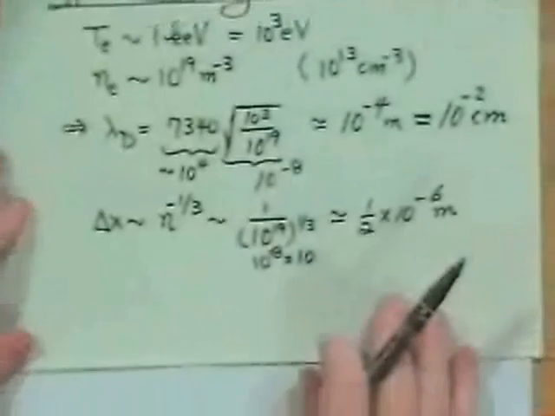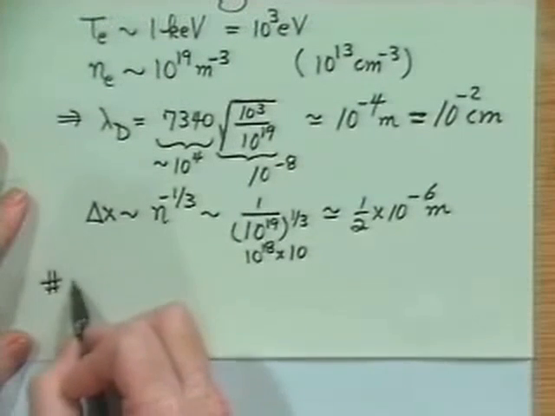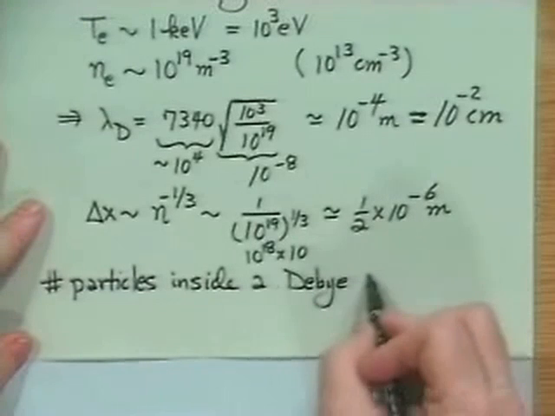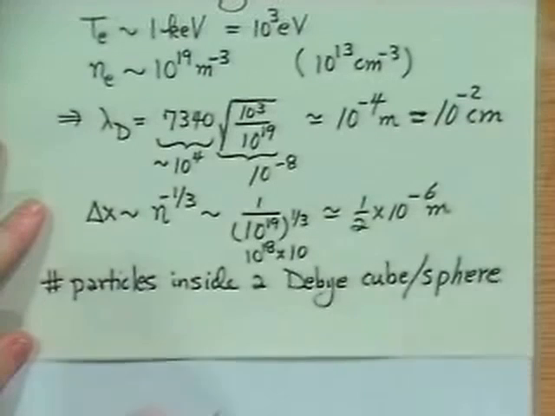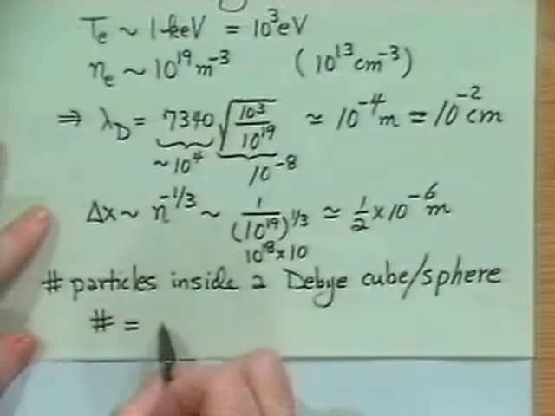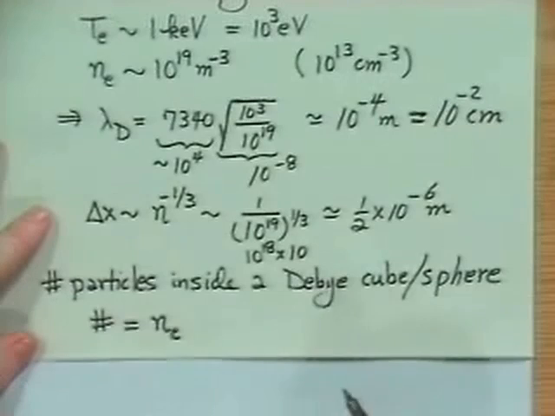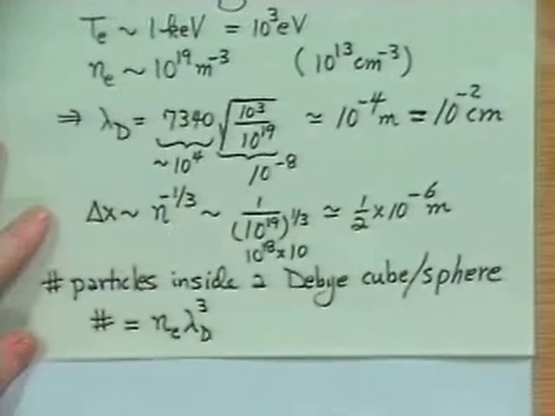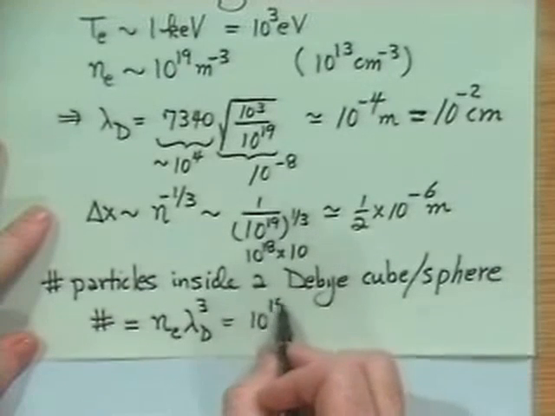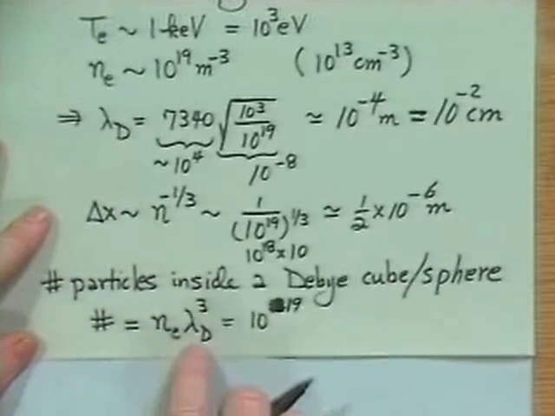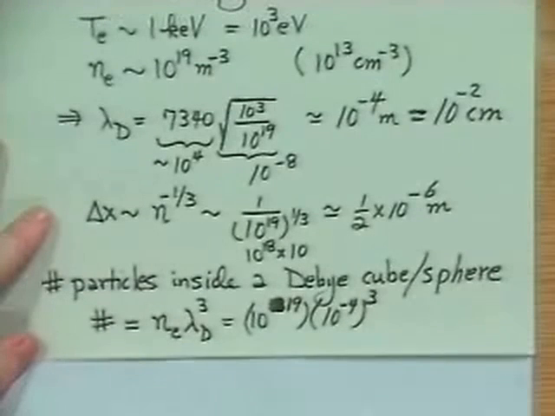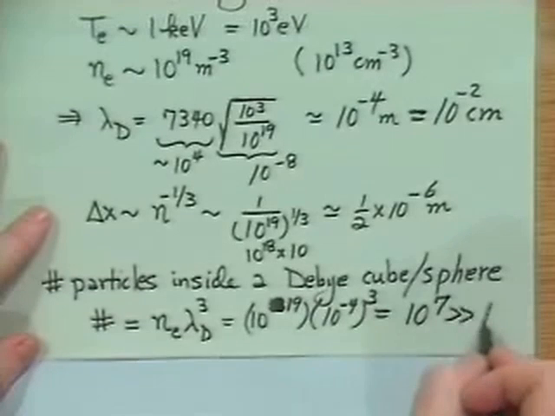And so for that, our typical laboratory plasma, I can ask the question then, the number of particles inside a Debye cube, sometimes it's called a cube, sometimes a sphere, depending upon who you're talking to. That would be the electron density, not neutral density, because neutrals don't act this way, times the Debye length cubed. Well, this was 10 to the 19th, and our Debye length was 10 to the minus 4 meters, and we've got to cube that. So that's 10 to the minus 11th. So that turns out to be 10 to the 7th. So 10 million particles are within one Debye sphere.